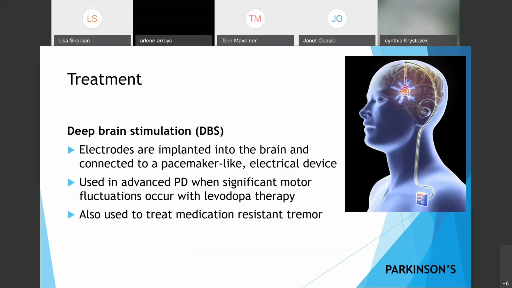One interesting thing that they can utilize is deep brain stimulation. So where electrodes are actually implanted into the brain and connected to a pacemaker-like device. And you can see that in the picture there. This is basically used for severe, significant fluctuations in motor, and also medication-resistant tremor. So if they've tried the medications that we listed previously and not getting good results, and the motor activity is really impairing quality of life, this may be an option.